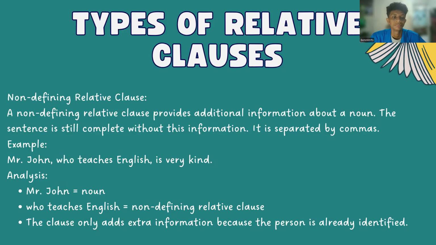For example, Mr. John, who teaches English, is very kind. For the analysis, Mr. John is the noun, and who teaches English is the non-defining relative clause. The meaning is that the clause only adds extra information because the person is already identified.